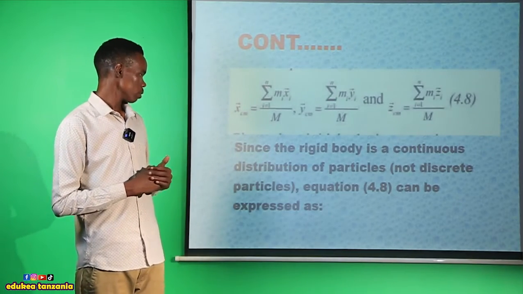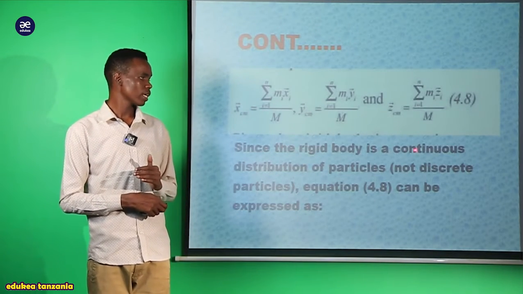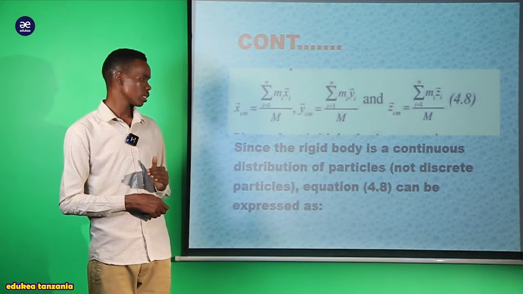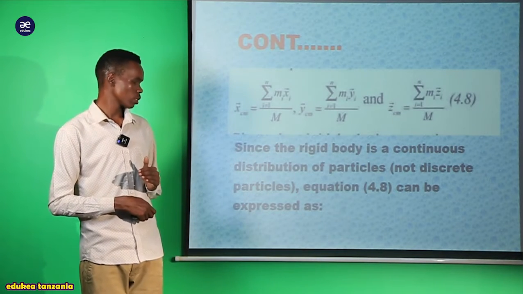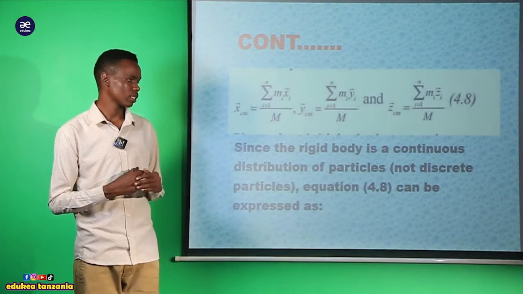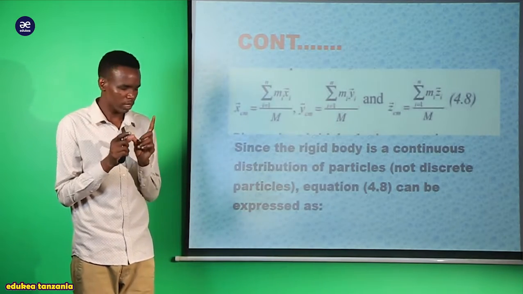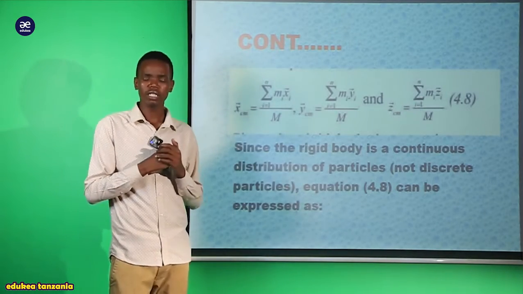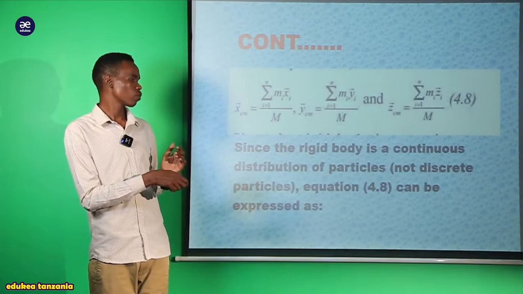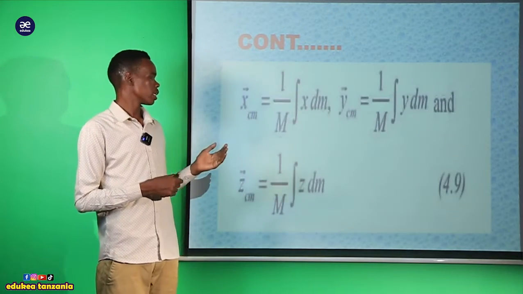So after there, my dear students, since the rigid body is a continuous distribution of particles, not discrete particles, equation 4.8 can be expressed as here. Because the rigid body is continuous, we are supposed to express this equation number 8 on our topic number 4 in terms of this one.